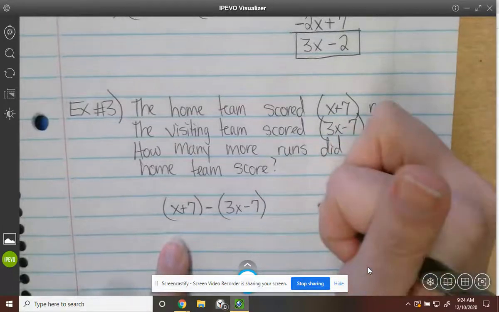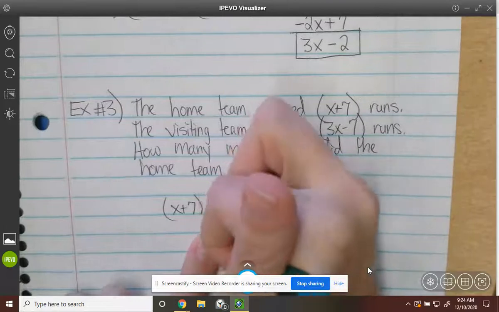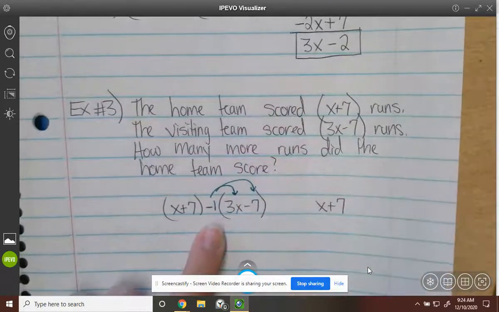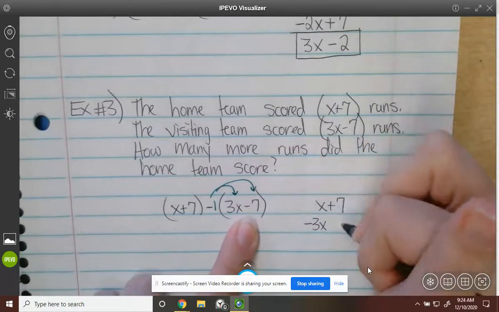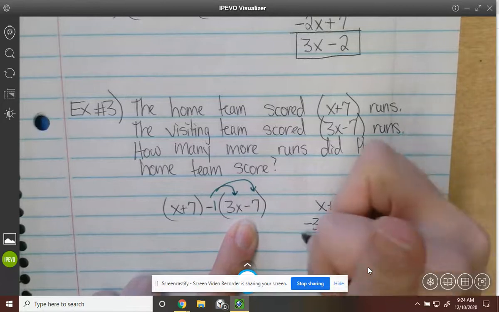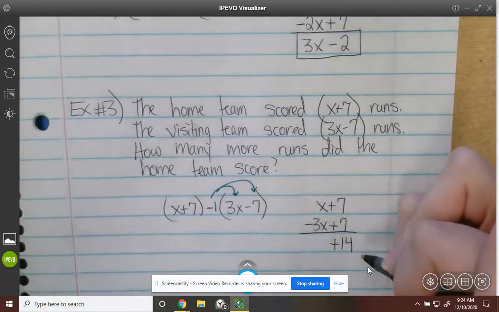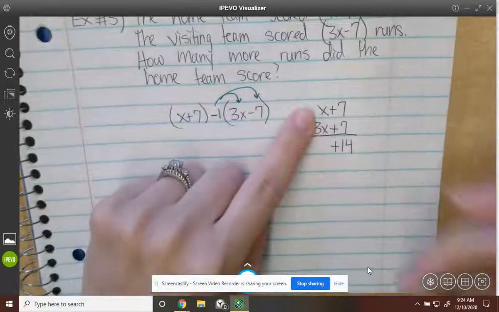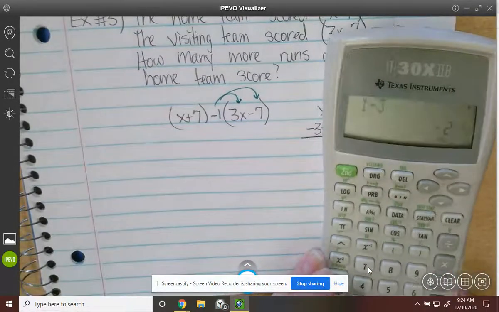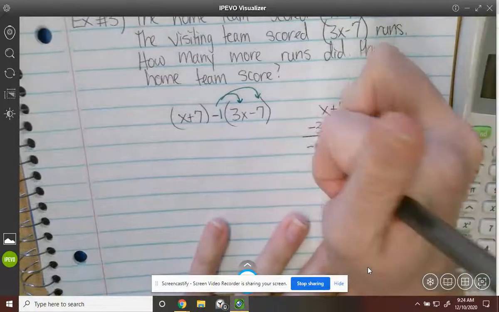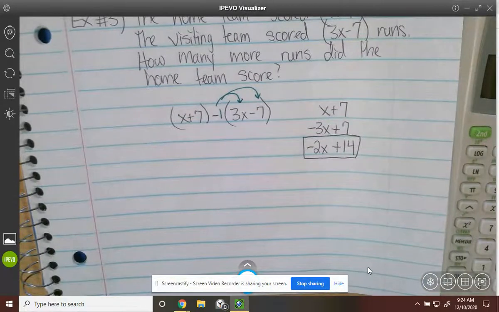All right, so I'm going to write that one over here. I'm going to distribute that negative 1 in. So 3x now becomes a negative 3x. Negative 7 now becomes a positive 7. So that's just 7 plus 7, which would be a positive 14. And then, remember, that's a 1. So 1 minus 3. If I take 1 minus 3, I get a negative 2. So that'd be negative 2x. And that's your answer. They won by that many runs, whatever the heck that means.